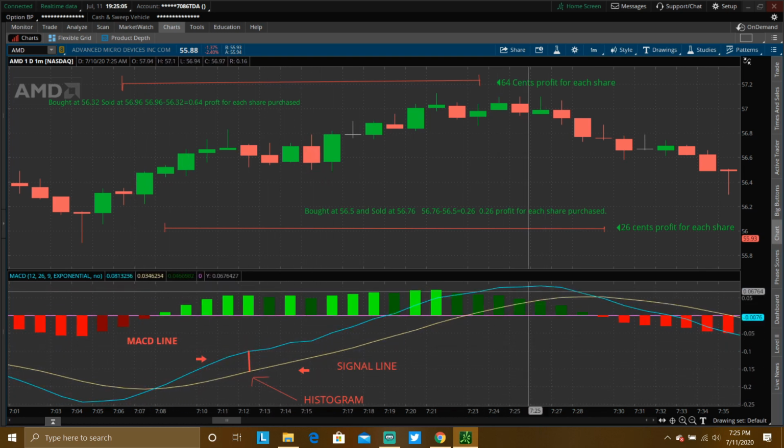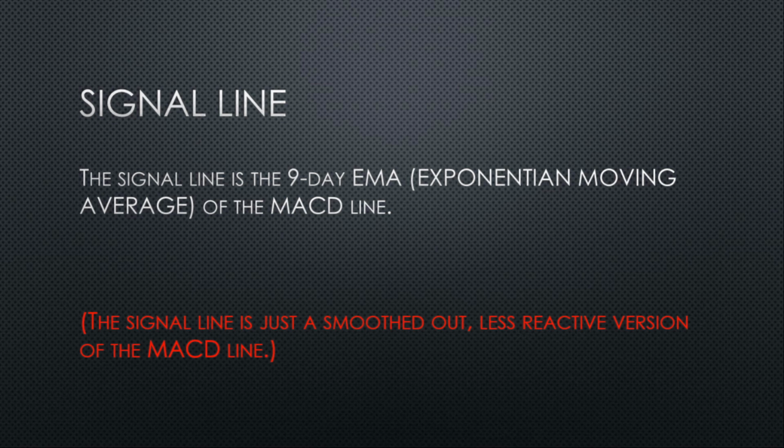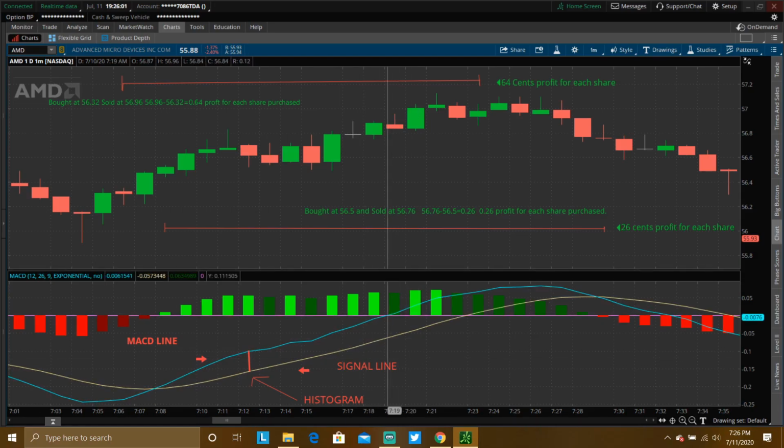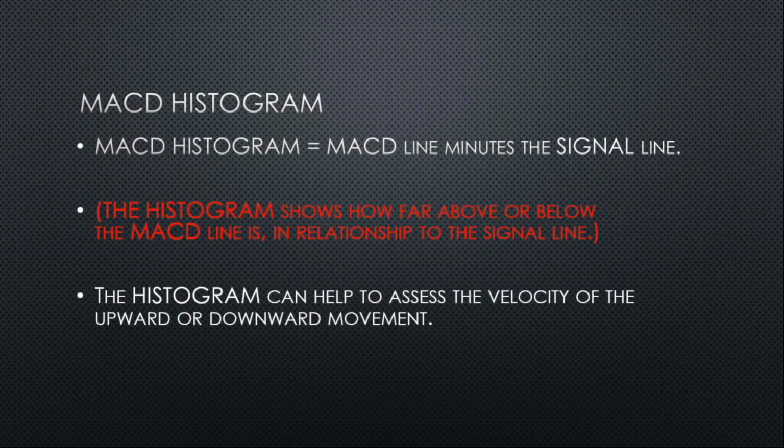And you could see the MACD line is going up, same with the signal line, but the MACD line is going up faster. The signal line is the 9-day exponential moving average of the MACD line, and basically it's just a smoothed out, less reactive version of the MACD line. And on the same chart right here we have the signal line in the light orange, dark yellow color, I guess. And you could see that it's going the same direction as the MACD line, but it's a little bit falling behind.